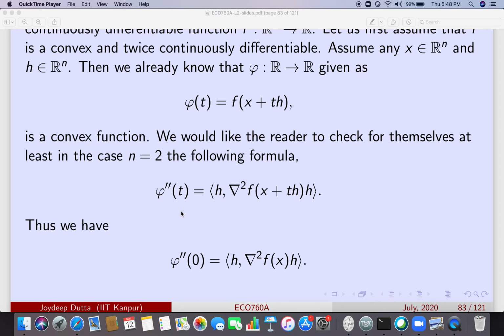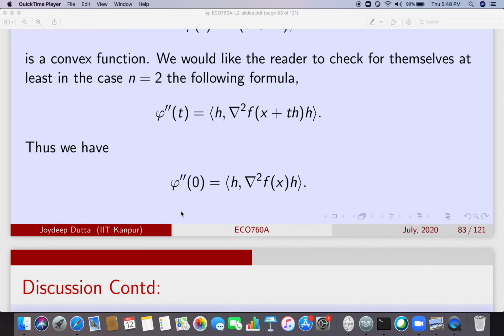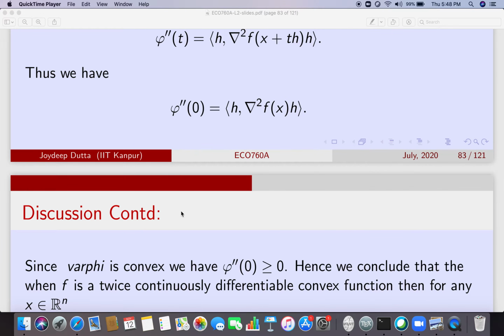Once you do this, from n equal to 2 you can write things for n equal to n. You make a jump in your vision, right? That's sometimes a good way of doing things. So now, putting t equal to 0, that is what we need. Phi double dash 0 is equal to h transpose grad square f(x) h. Now, here there's a mistake. It should be this phi.